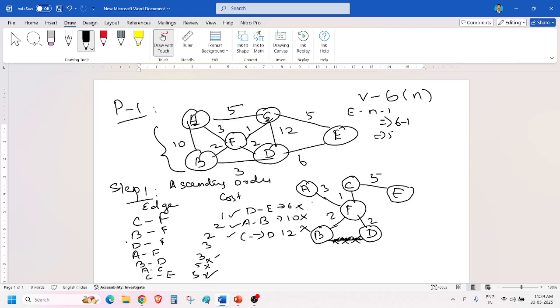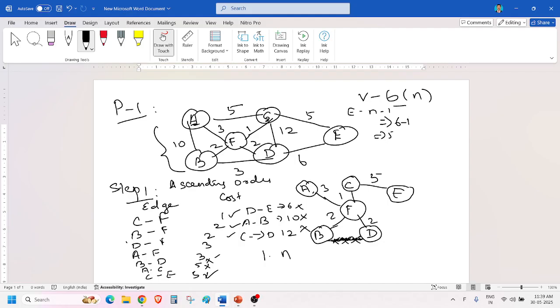So we just check what I told you. 3 properties. All vertices should be covered. Yes, A is covered, B is covered, C is covered, D is covered, F is covered, as well as E is also covered. No problem. First property we have satisfied. Then n vertices, n minus 1 edges. So what is our n vertices? 6. I already mentioned here 6. What is our edges? 5.